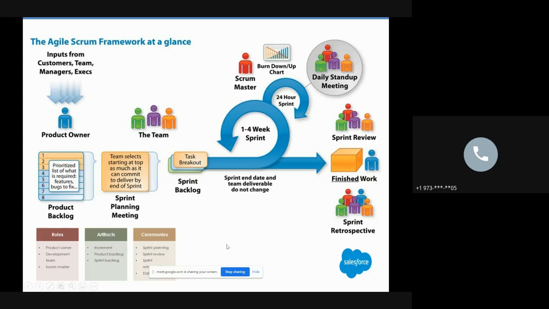So if you have any questions about this, I can answer. Please make a note, right? But this is the heart of the Scrum framework. It doesn't matter which tool we use, but if you are following the Scrum framework, then this is usually how it looks.